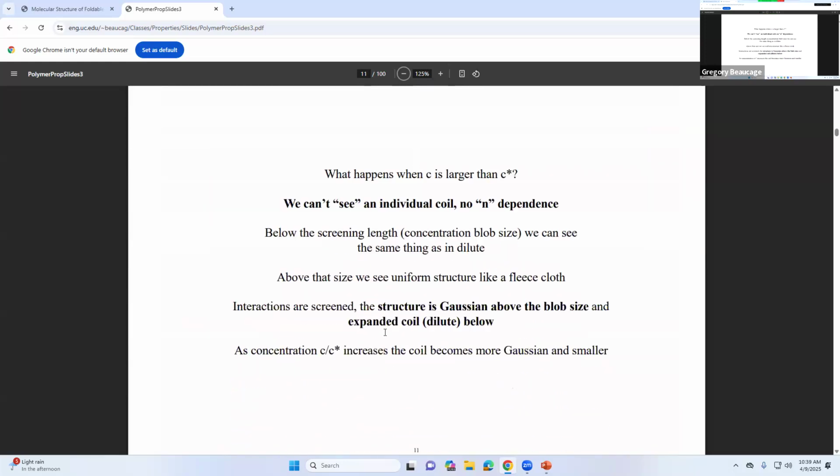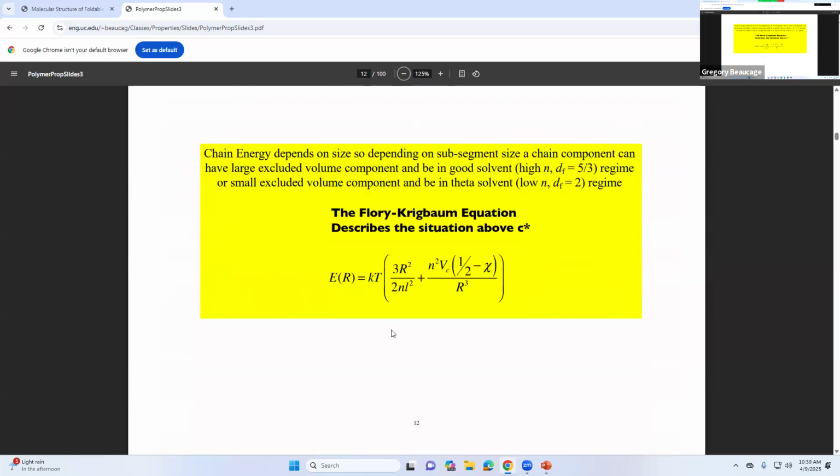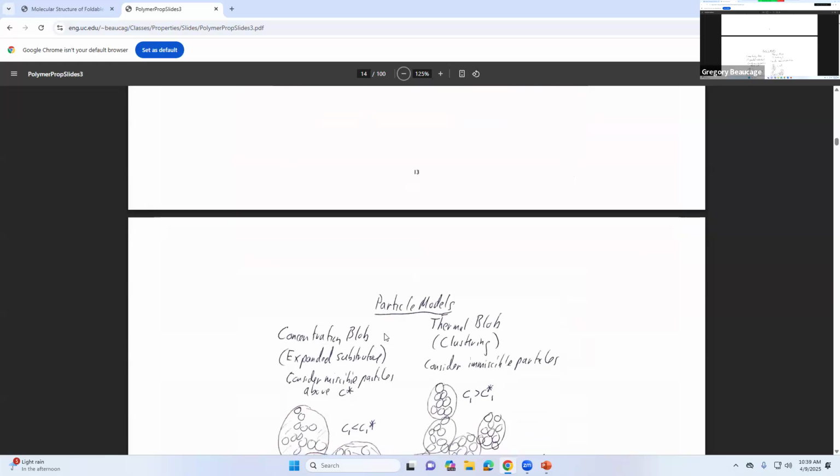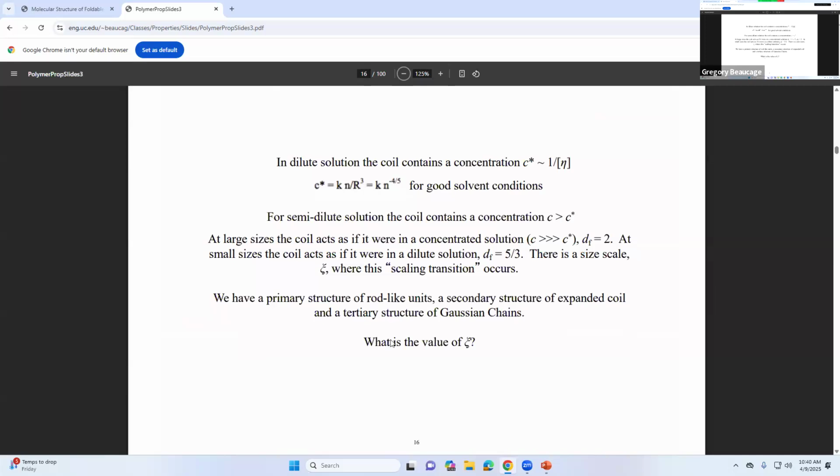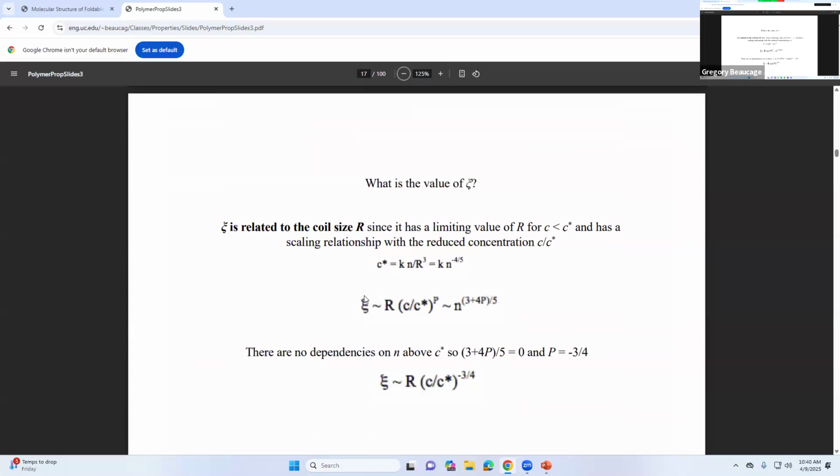So then you can say, that's the thermal blob stuff. You have this -4/5 for C star, and there's no dependence above C star on n. So what's the value of this thing? If you're at C star, that thing has to be the coil size R. Above C star, it depends on the concentration normalized by C star, because that's the parameter of interest. It's a scaling dependence, because everything's a scaling dependence.